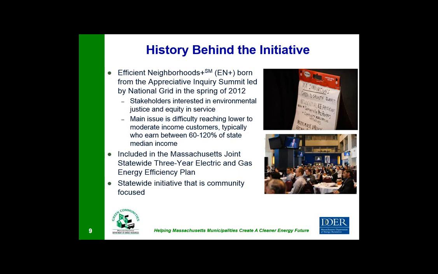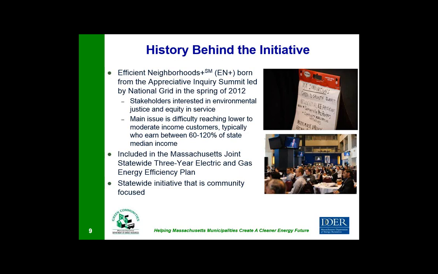The PAs have programs to reach low-income customers, and the existing programs are thought to reach the moderate to high-income program customers very well. But there's some thought that perhaps there was a gap, and that a particular initiative or program that could reach out to the low to moderate income customers might be needed. So this initiative was included in the statewide 3-year plan. And it was rolled out statewide.